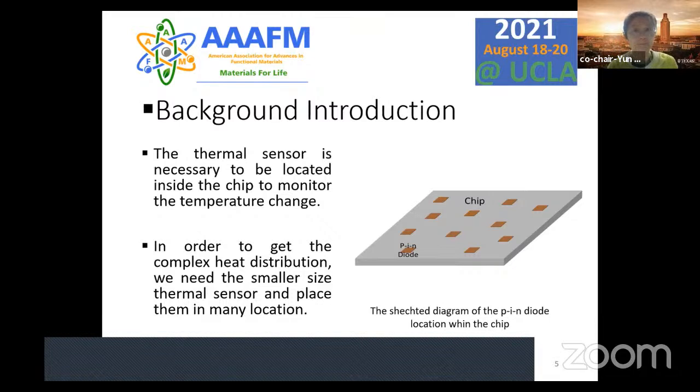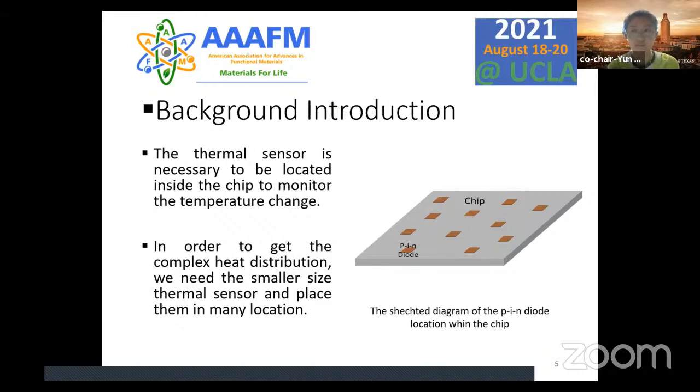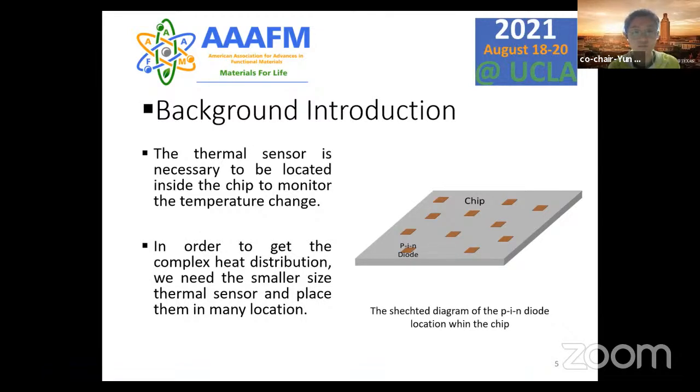So we can find that it can be used as a thermal sensor, which is very necessary to be located inside the chip to monitor the temperature change. The closer the thermal sensor is to the heat generation part, the more accurately we can get the temperature. So in order to get the complex heat distributions, we need small thermal sensors, and we also need to place them in many locations so that we can get very high resolution thermal mapping of the whole chip.